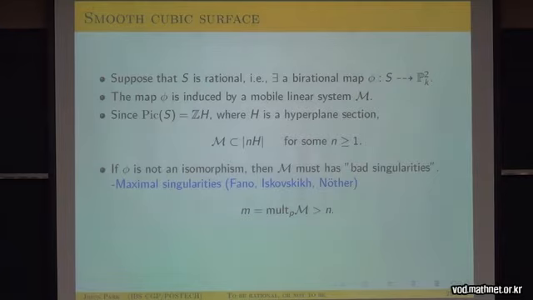So this bad singularity means you choose an arbitrary member in this linear system, and then you measure the multiplicity at some point. Then there is some one point where every member has multiplicity strictly bigger than n. This n is from the earlier setup. Okay? That's the key point in this proof.